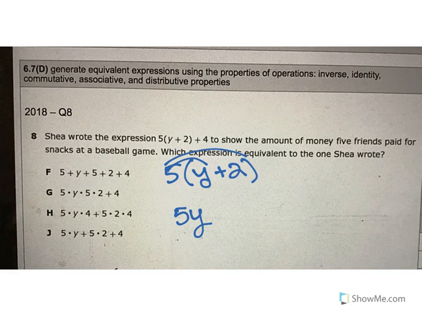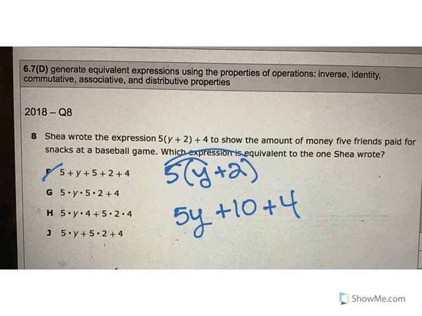Why is that 5y? Well, just think about it. If you have a y and you have 5 groups of them, how many y's do you have now? You have 5 of them. And then 5 times 2 is 10, plus 4. All right. So let's look. I need to figure out which one it is. I know it can't be F. Why? Because I know I'm multiplying 5 times y.